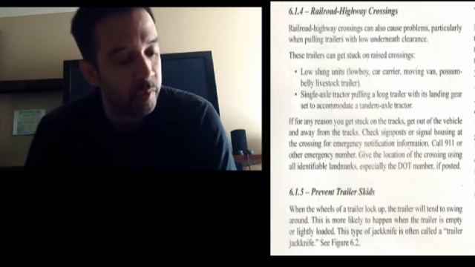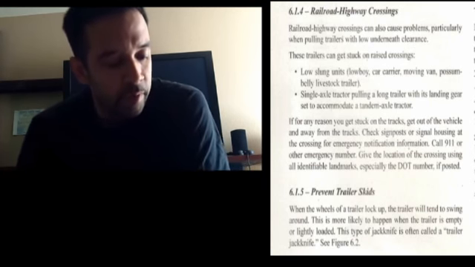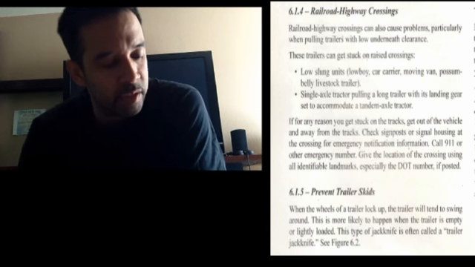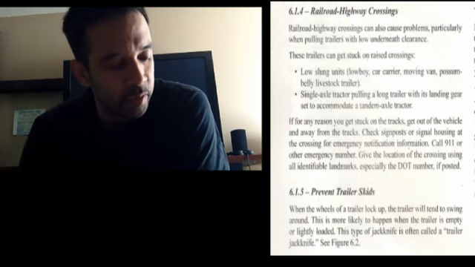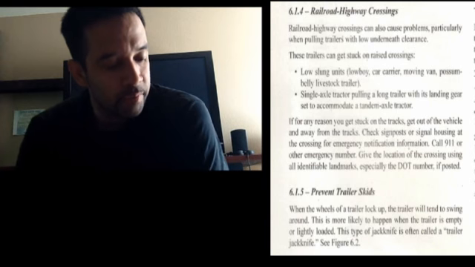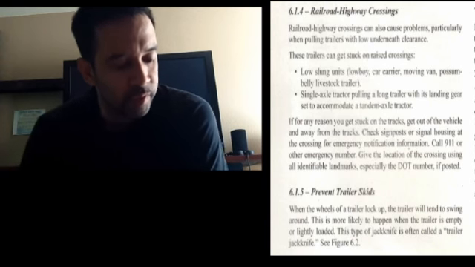If for any reason you do get stuck on the tracks, get out of the vehicle and away from the tracks. Check signposts or signal housing at the crossing for emergency notification information. Call 911 or other emergency number. Give the location of the crossing using all identifiable landmarks, especially the DOT number if posted. Okay, that's pretty simple. Number 5 is prevent trailer skids.